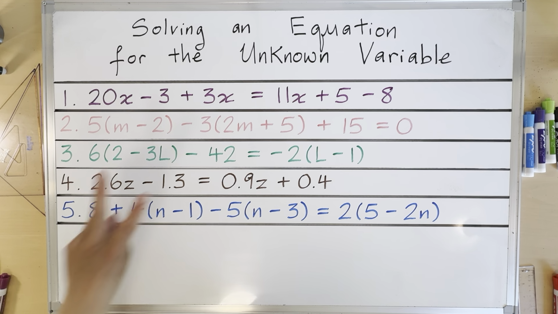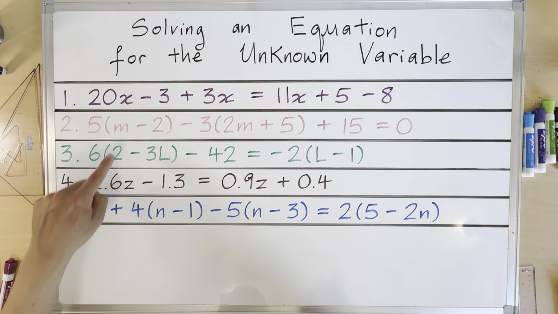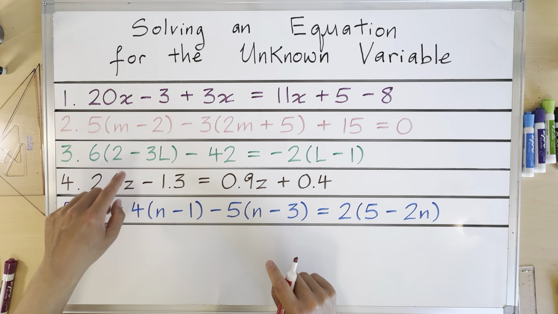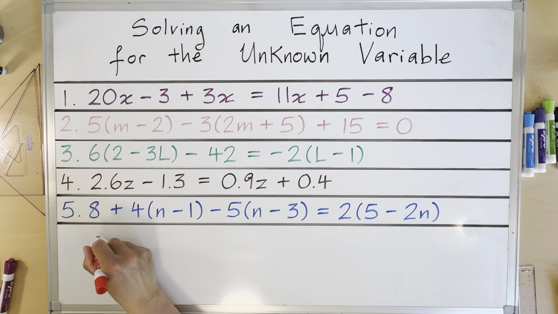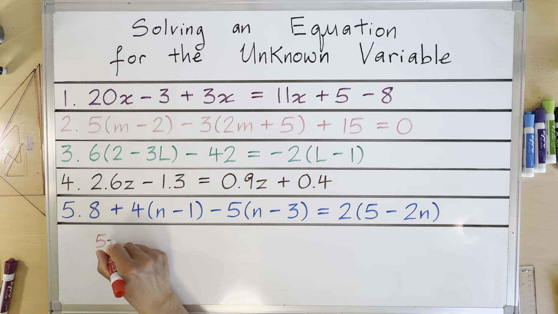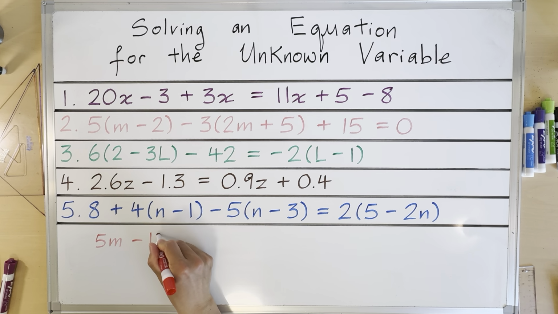Now let us solve problem number 2. For problem number 2, as you can see, not only do we have an unknown variable, specifically m, but we also have 2 sets of brackets. So the first step is to get rid of the brackets. So 5 times m gives us 5m. 5 times negative 2 gives us negative 10.